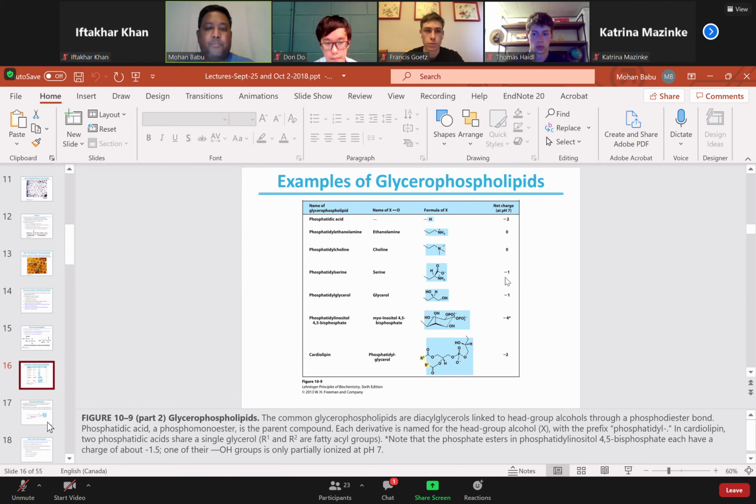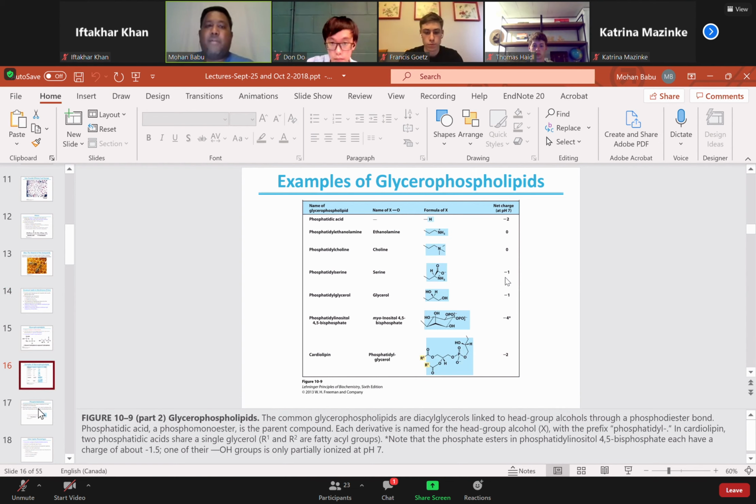Usually these are all dependent on the pH. You can see that the net charge varies for each of these glycerophospholipids. Most of them are acidic.